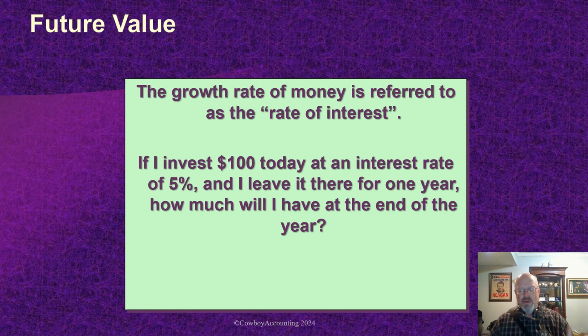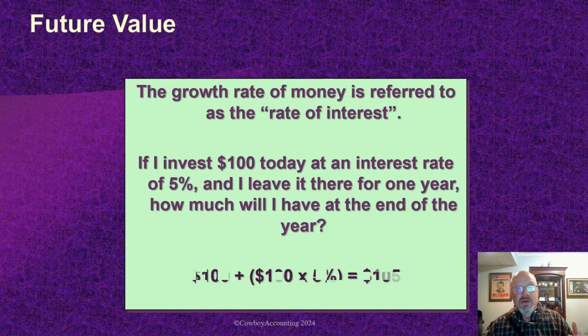So let's see how that works. If I invest $100 today in the bank at 5%, and I leave it there for 1 year, how much will I have at the end of 1 year? It's a pretty simple computation. We're simply going to take the $100, add 5% to it, and we're going to get $105. So how much would we have at the end of 2 years?